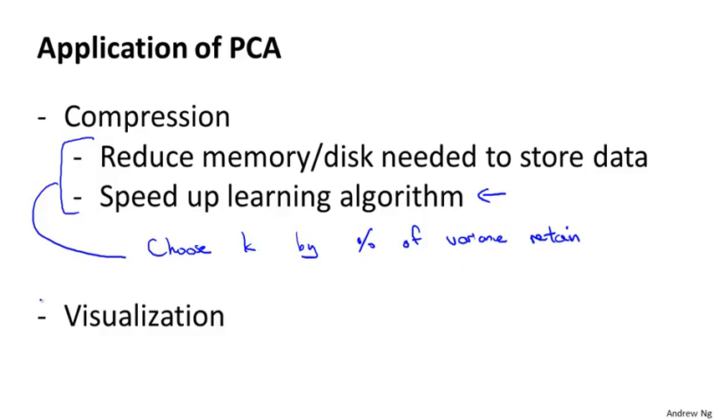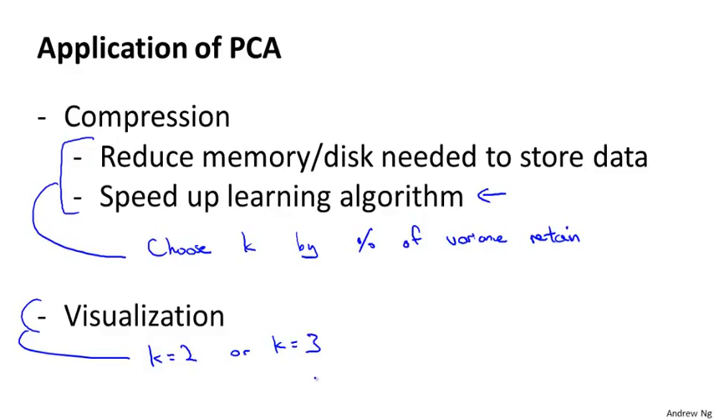Whereas for visualization applications, usually we know how to plot only two-dimensional data or three-dimensional data. And so for visualization applications, we would usually choose K equals 2 or K equals 3, because we can plot only 2D and 3D data sets. So that summarizes the main applications of PCA as well as how to choose the value of K for these different applications.